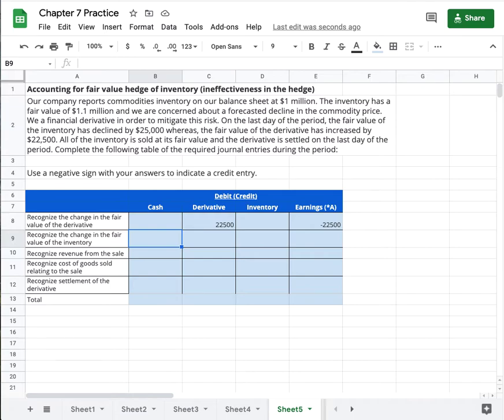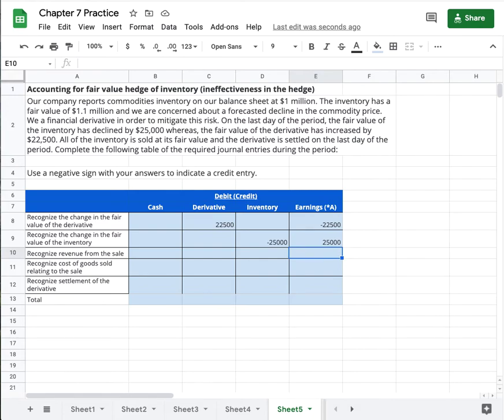Recognize the change in the fair value of the inventory. So inventory, we need to have a negative 25,000, indicating the credit to inventory, and then the positive 25,000 on the earnings.